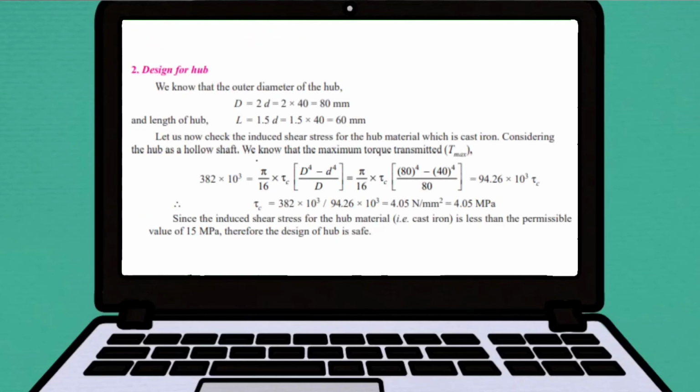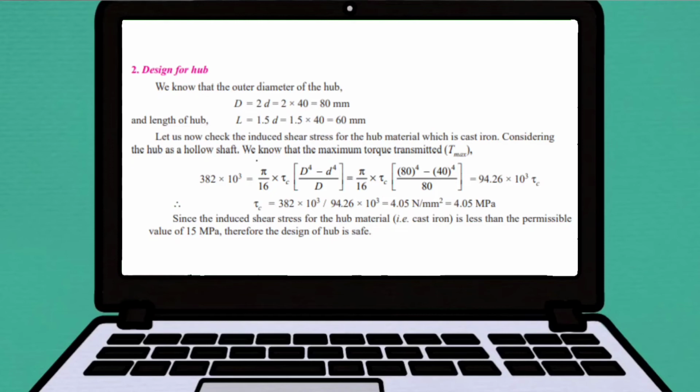Number 2. Design for hub. We know that the outer diameter of the hub is D equal to 80 mm and L, or the length, is 60 mm. Let us now check the induced shear stress for the hub material, which is the cast iron. Considering the hub as a hollow shaft, we know that the maximum torque transmitted would be 382 times 10 raised to 3 is equal to pi over 16 times tau C times the quantity D raised to 4 minus d raised to 4 over D. Take note that the uppercase D is the outer diameter and the lowercase d is the inner diameter.